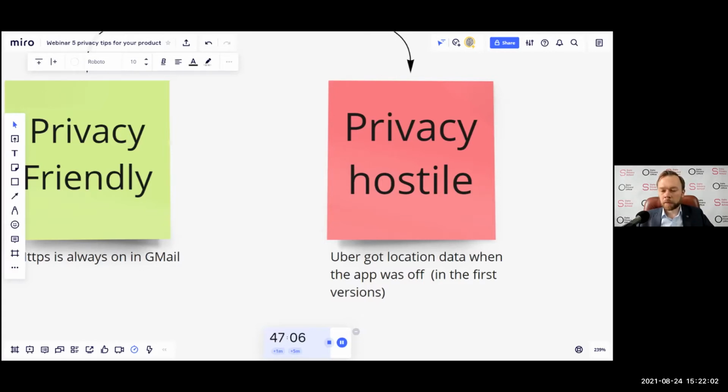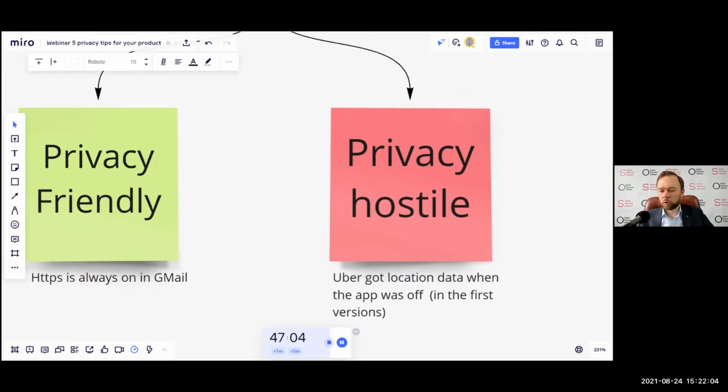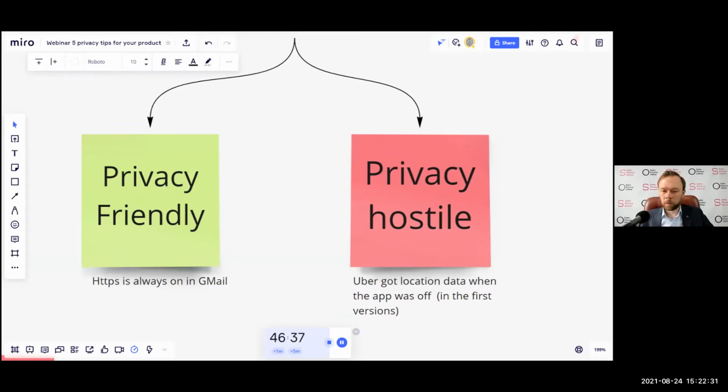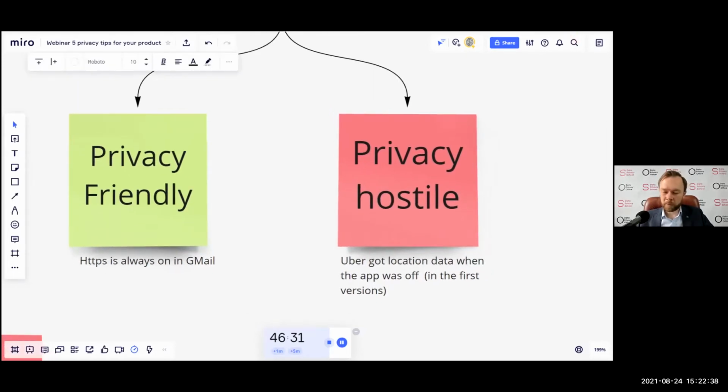In that case, they hard-coded this setting in the application, though they disclosed this in the privacy notice. They said, okay, if you don't want to send your location 24/7, then please don't install our app. But in that case, it was unnecessary and not proportionate, and the FTC sanctioned Uber for this kind of violation.